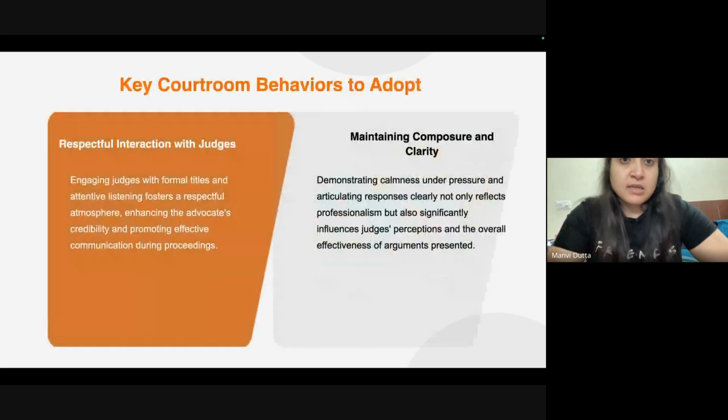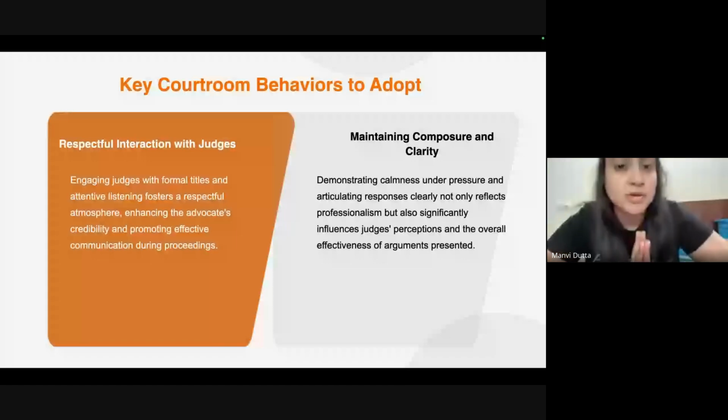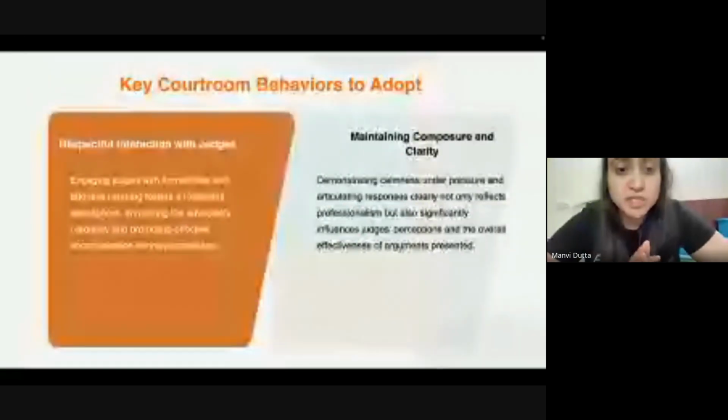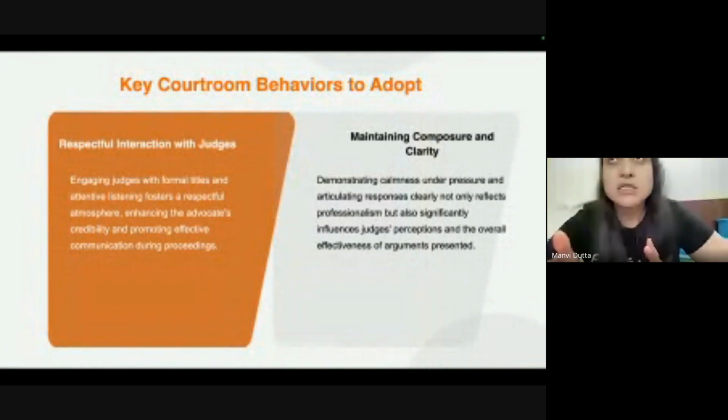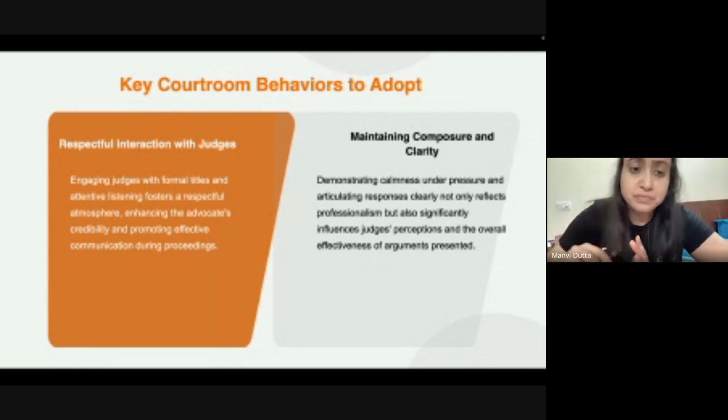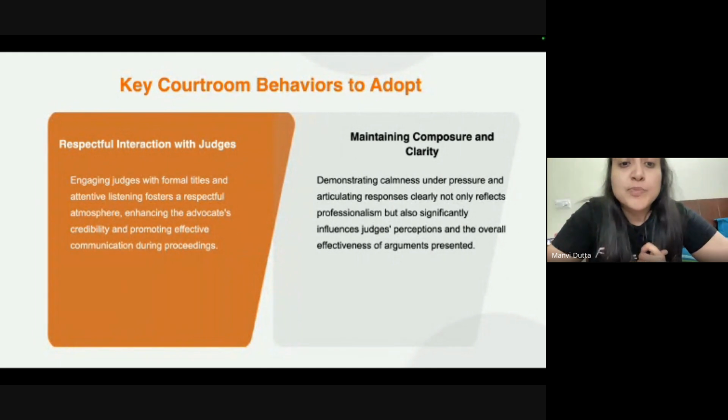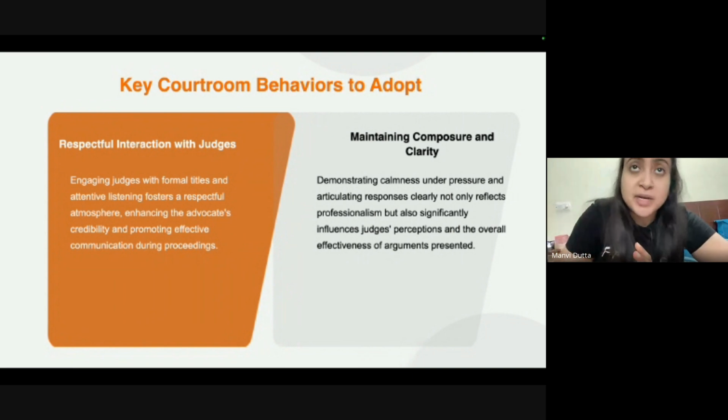Then come the key courtroom behaviors to adopt. First of all, you should be respectful. Whenever you are interacting with the judges, you must be very respectful. You must address the judges with formal titles, that is, your Excellency, your Lordship, or your Ladyship, however. And you should enhance the advocate's credibility and promote effective communication during the proceedings. That is your conduct, how you will adopt it and conduct it, that is on you, right?